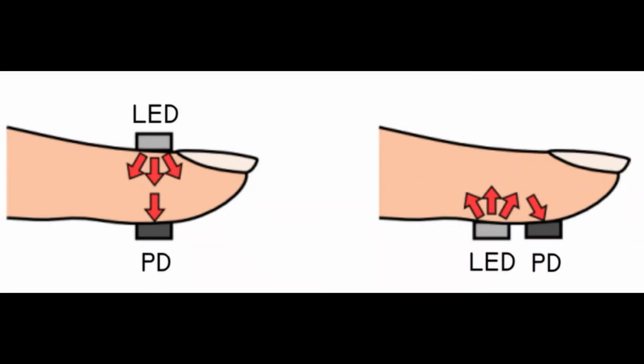PPG sensors can be used either in reflection or in transmission mode, as the penetration depth of the light depends on its wavelength. Green and yellow LEDs are most suitable to take measurements in the superficial blood flow and are typically used in reflection mode. On the other hand, infrared and near-infrared wavelengths are better suited for measurements of deep tissue blood flow and can be used in transmission mode as well.